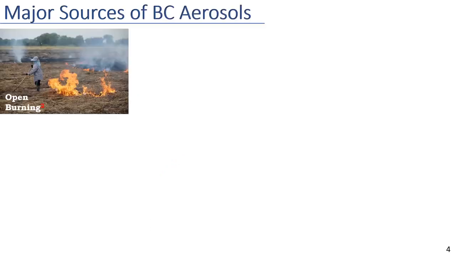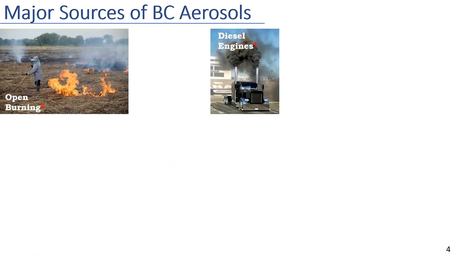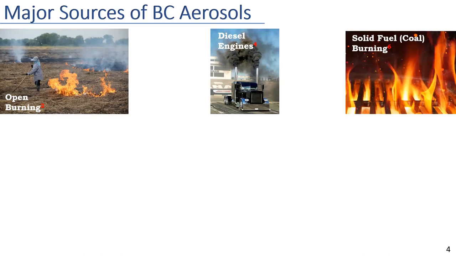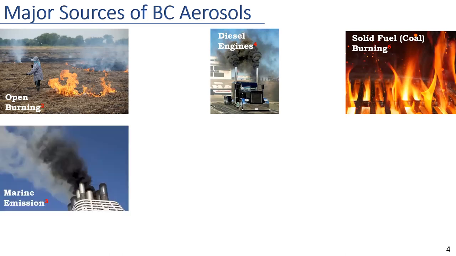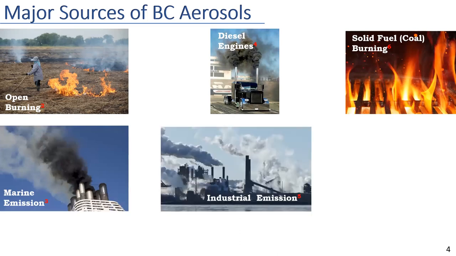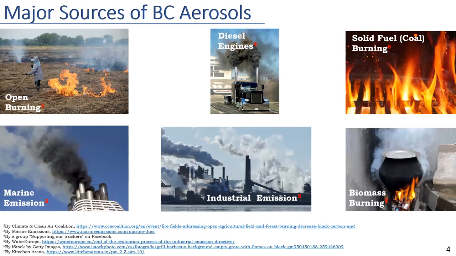What are the major sources of black carbon aerosol? First is open burning, that is burning of the crops after the harvesting. Second is diesel emissions, traffic emissions, which can be diesel and petrol both. Then there is solid fuel burning, which can be for cooking, maybe barbecues. Another one is marine emissions from the ships. This is one of the major sources for black carbon aerosols, along with industrial emission. Another one is biomass burning, that is use of wood and cow dung for cooking. This is very common in India.